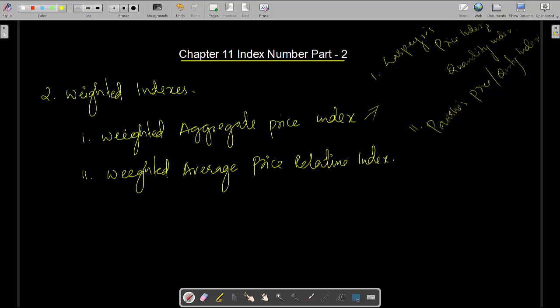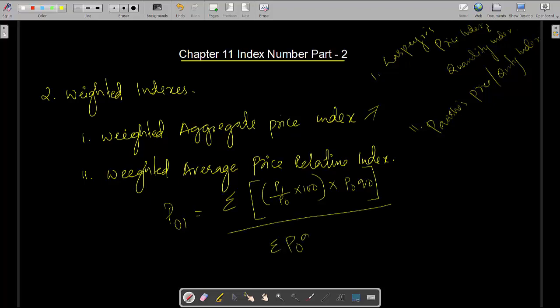Also under the weighted average price relative index, we have one formula that we will be using: P01 is equal to P1 by P0 into 100 into P0 Q0 divided by sigma P0 Q0, which is also equal to sigma PV divided by sigma V. So in this tutorial we will discuss Paasche's and Laspeyres' methods, and at the end we will discuss the average price relative index. Let's try to solve some questions.